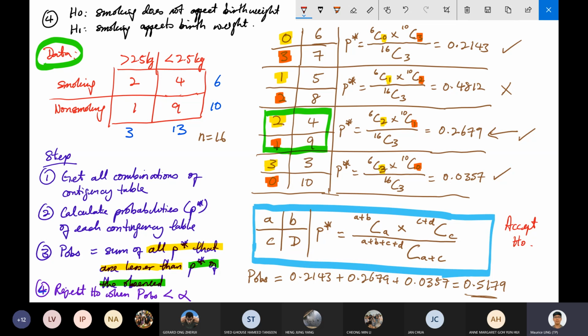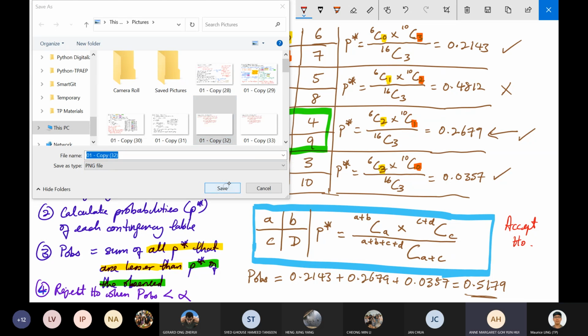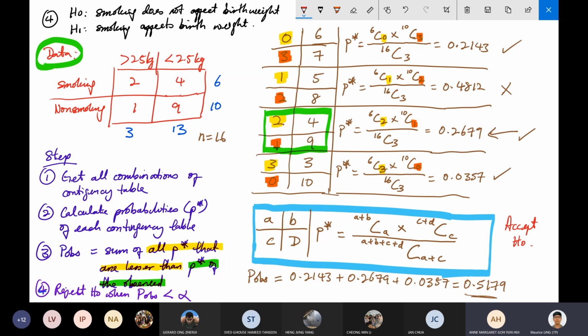It is very tedious. Nobody says it's not tedious. Sure, may I ask for the drawing of contingency table? Will they give us or we have to draw? You have to draw lah. Okay, thank you.